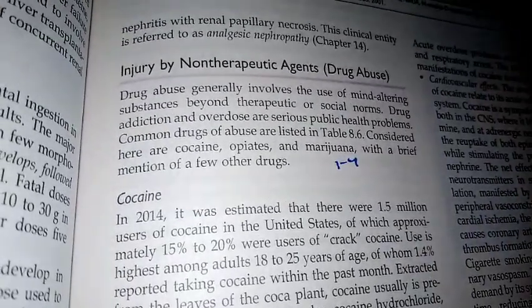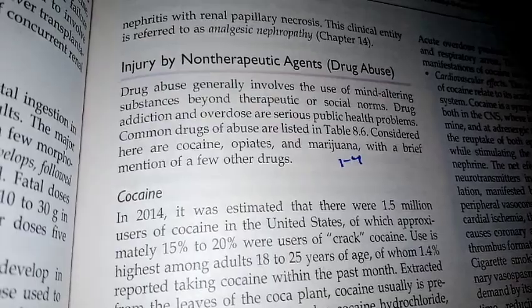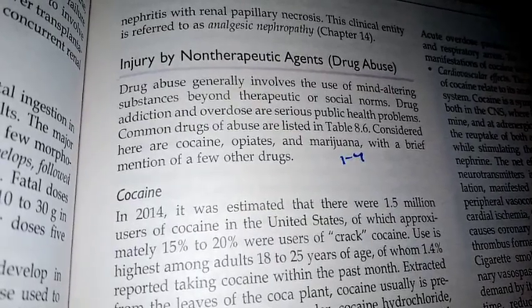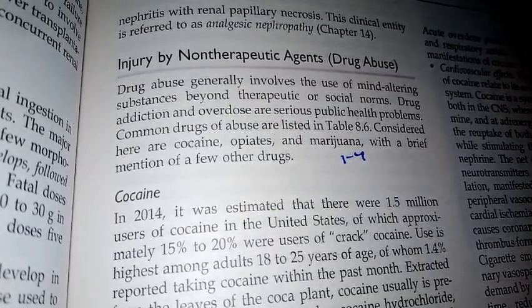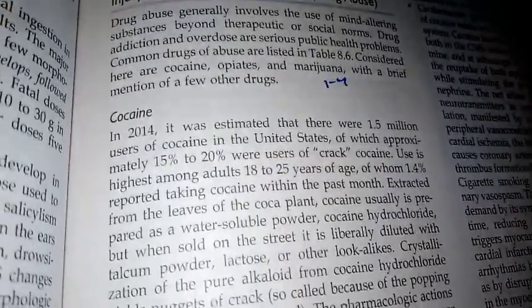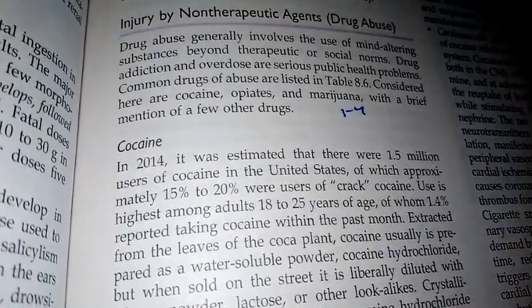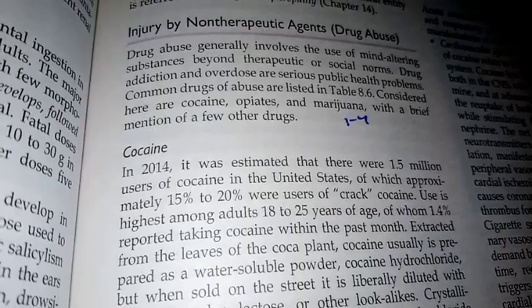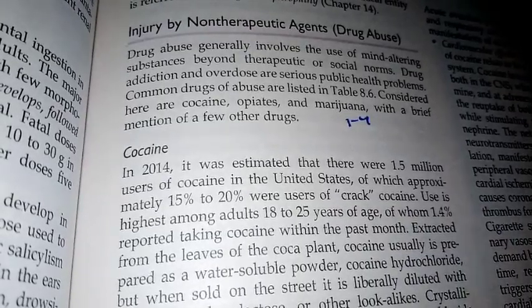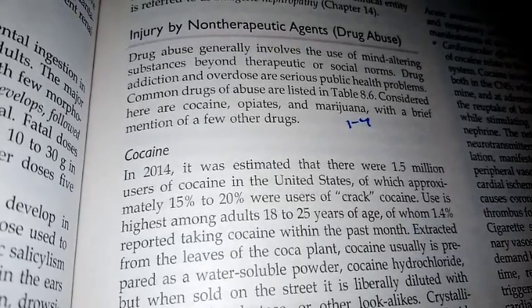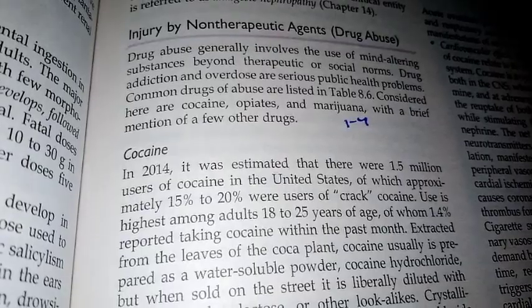Injury by non-therapeutic agents. Drug abuse generally involves the use of a mind-altering substance beyond therapeutic or social norms. Drug addiction and overdose are serious public health problems.